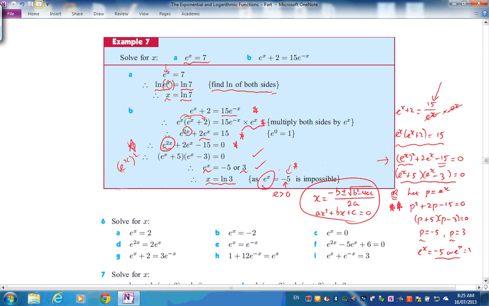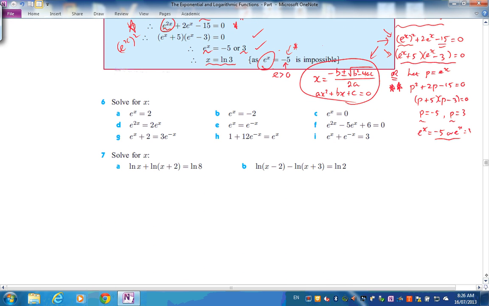Really, you can first of all spot it as a quadratic in e to the x and factorise it, or spot it as a quadratic in e to the x and use the formula, or replace e to the x with p, so you're working with a quadratic in p, and then come back in either way again, either using factorisation or the quadratic formula. Alright, come down and have a go at a few of these.